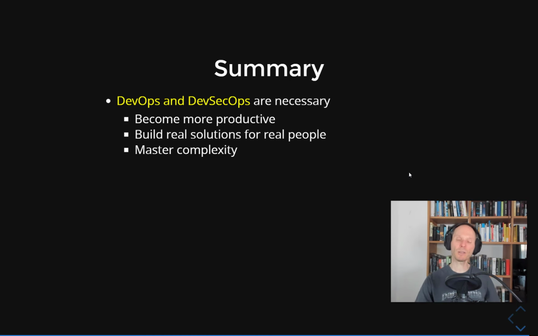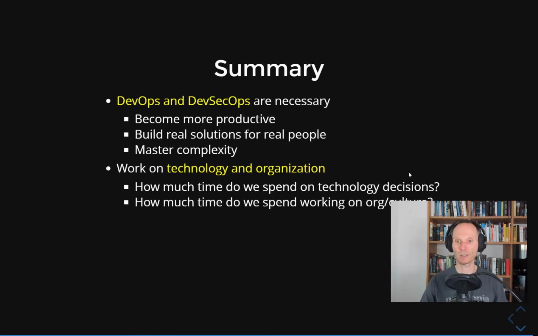Let me summarize the most important points that I would like you to take away from this talk. DevOps and DevSecOps, this breaking of silos, is super important if you want to go towards a secure cloud-native practice. That's super, super important for becoming more productive, for mastering complexity, and for building real solutions for real people, and not just for spinning up a professional Kubernetes cluster and wasting all your precious resources in building infrastructure instead of building value for the end users and customers.